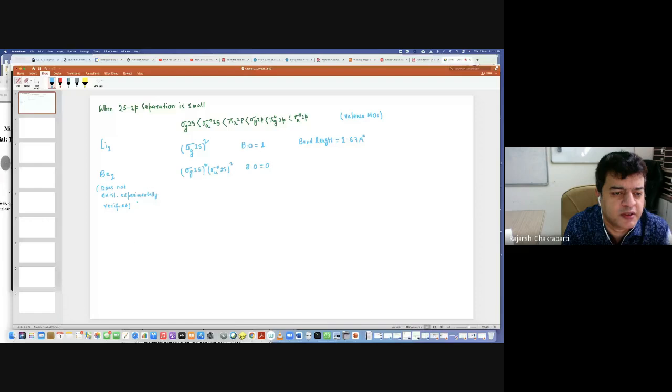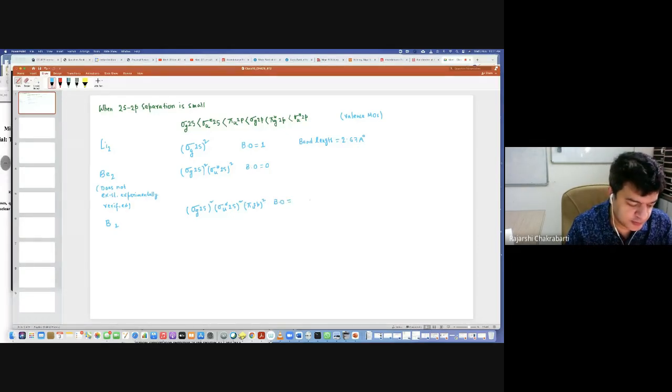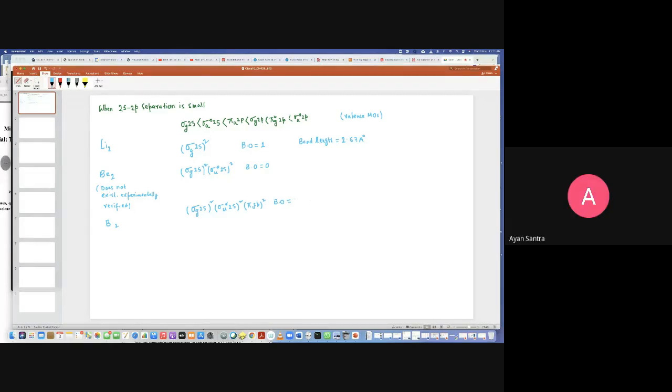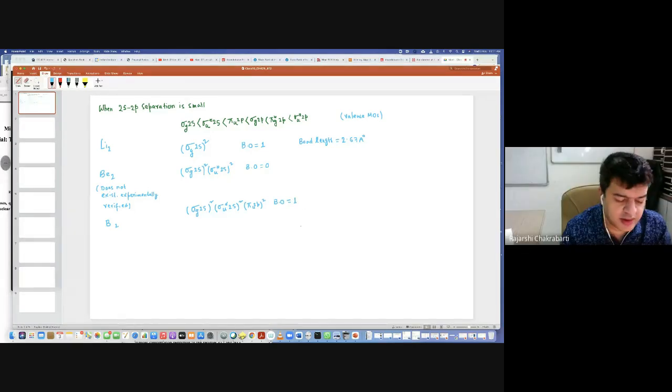What is the next one? After beryllium, you have boron. What is the configuration for boron? B2: sigma g 2s2, sigma u star 2s2, and then pi u 2p2. This is fine. What is the bond order? 1. And I can give you roughly the bond dissociation energy, which is 289 kilojoule per mole.